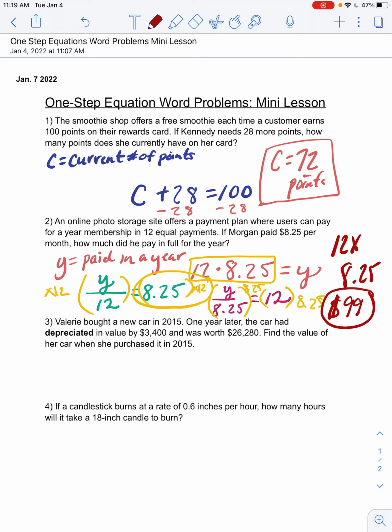Okay, number 3, Valerie bought a new car in 2015. 1 year later, the car had depreciated, and depreciated means it's losing value. So the car's not worth as much as it was when she bought it. That's pretty standard. Once you buy a new car and drive it off the lot, it instantly loses a little bit of value. But it depreciated by $3,400, and now it's worth $26,280. Find the value when she purchased in 2015. So I'll let P equal the purchase value.